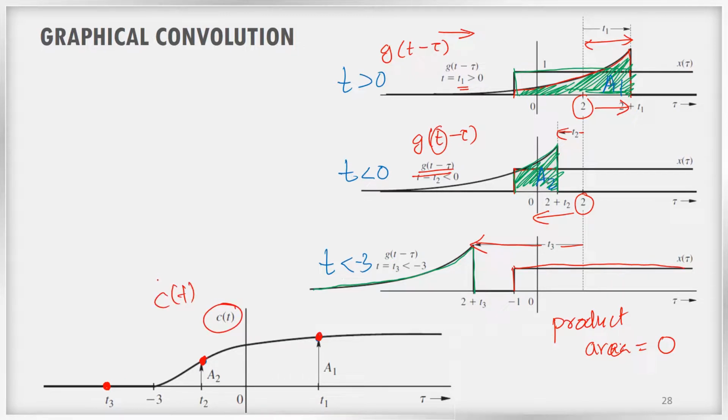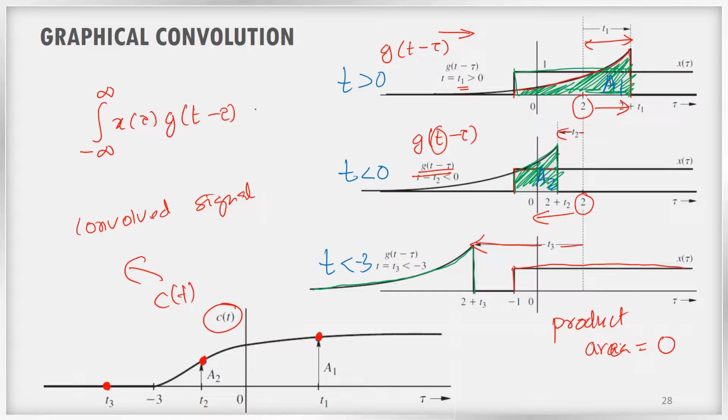So what is C(t)? C(t) is the convolved output, convolved signal or convolved result signal, right? So you will get 3 different values for these 3. Now if I perform such kind of operation for all the values from minus infinity to plus infinity, x of tau into g of t minus tau d tau, what happened? I will get the response for all these points, and that is equal to C of t. That is the convolution result.